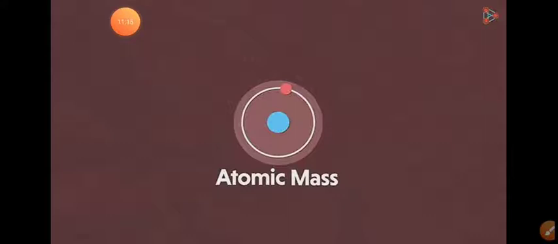So you can compare this atomic mass with that experiment. In that experiment we used object A and object B. To find the mass of object B, we used the mass of object A. So it is the relative mass of object B. In the same manner, here we used a standard element, that was carbon. Carbon as a standard, we compared it with another atom. So this was the concept of relative mass of an atom.